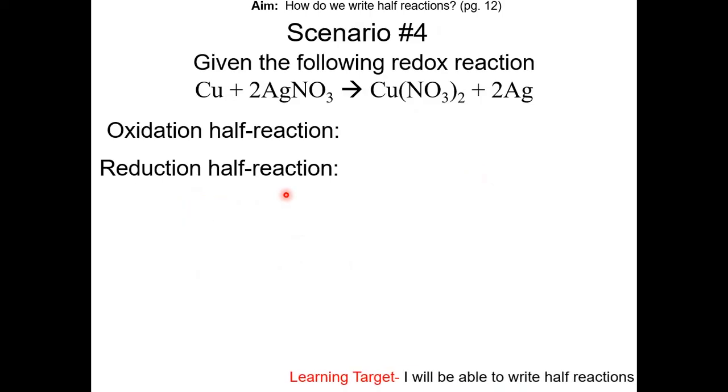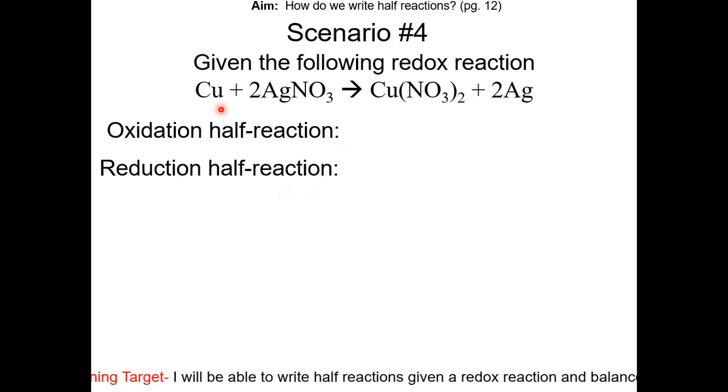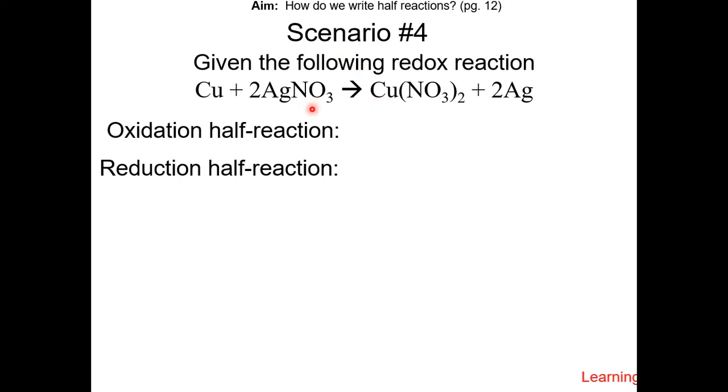For the last scenario, the redox reaction will contain elements that will not be reduced or oxidized. So the first step is to figure out which elements are being oxidized and reduced. Copper is being oxidized. It goes from 0 to +2, and silver is being reduced. It goes from +1 to 0. The nitrogen and oxygen are not being reduced or oxidized. Let's first write the oxidation half reaction. Copper is going from 0 to positive 2. It loses 2 electrons, and electrons are written on the product side.